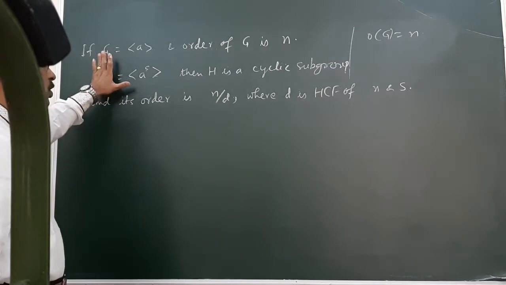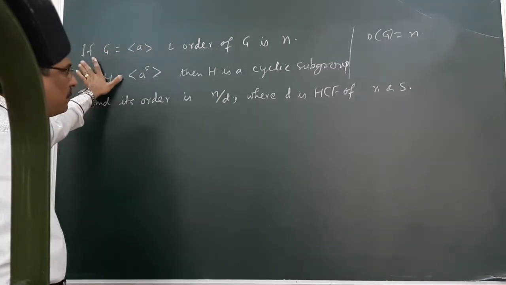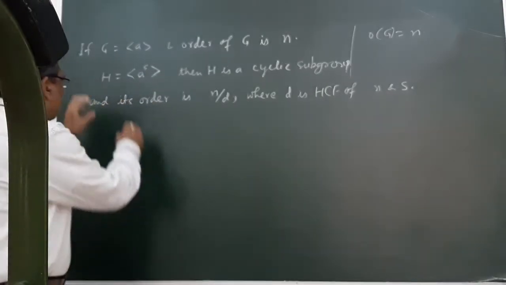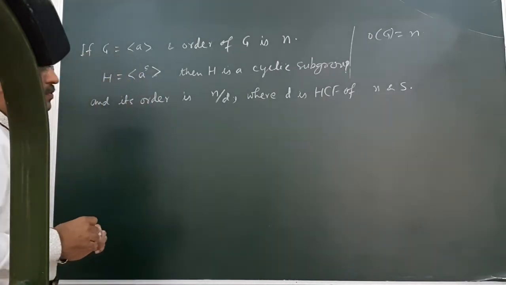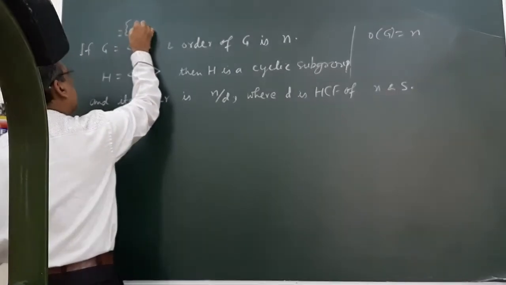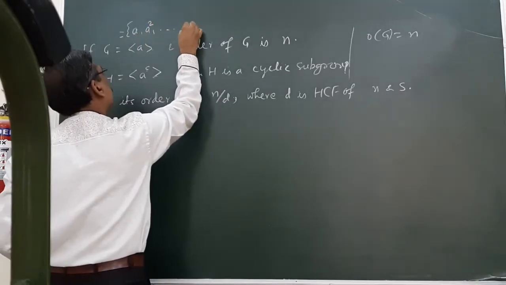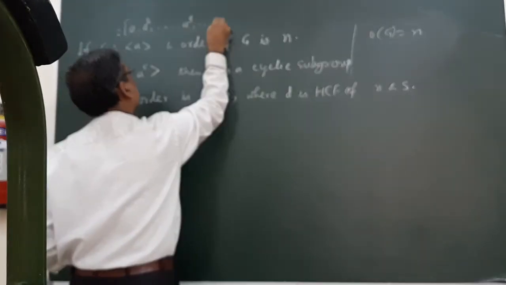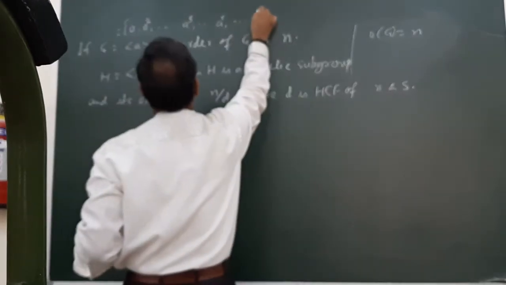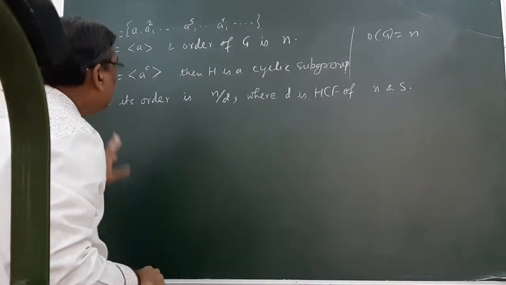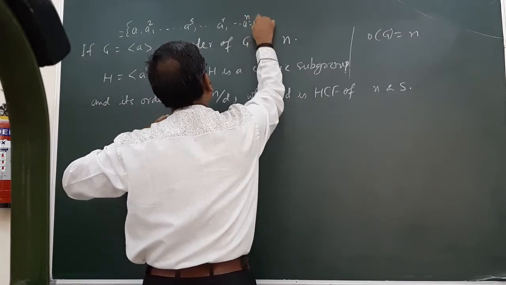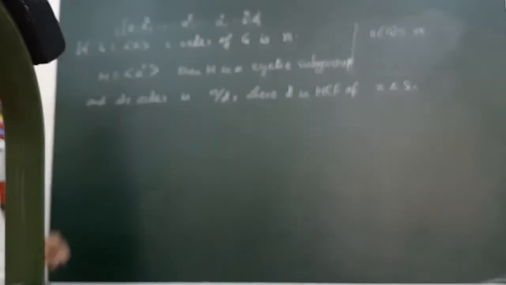We are given a group G which is a cyclic group whose generator is A, and whose order is n. G is generated by A, meaning its elements are A, A square, A raised to the power S, A raised to the power R, and so on. The order of G is n, meaning A raised to the power n is equal to identity.